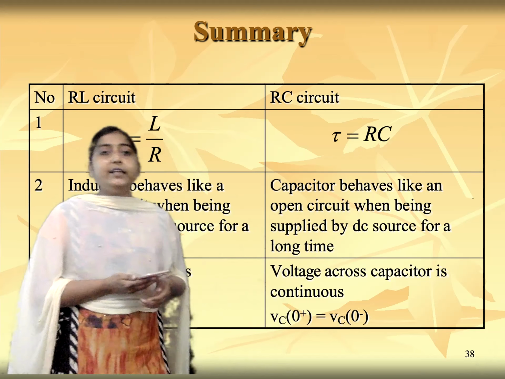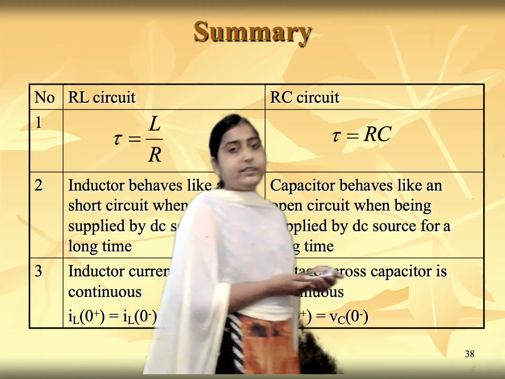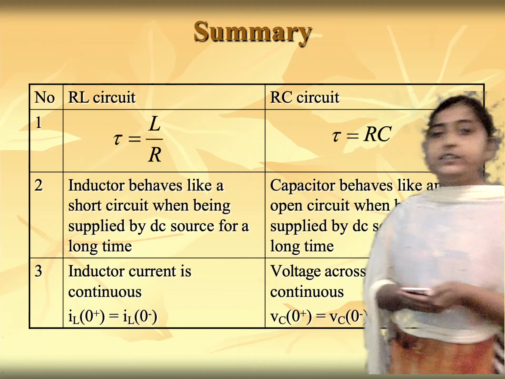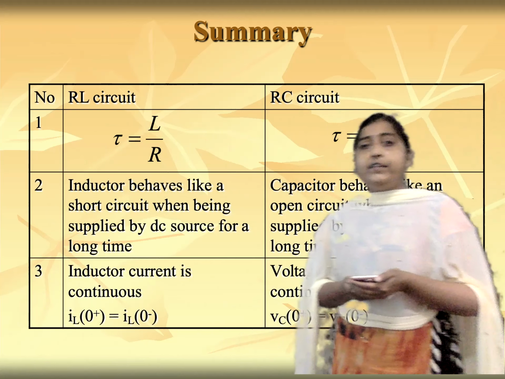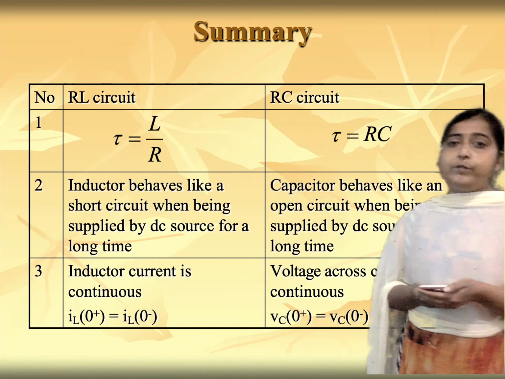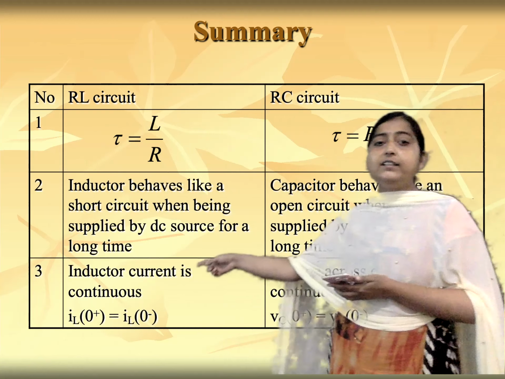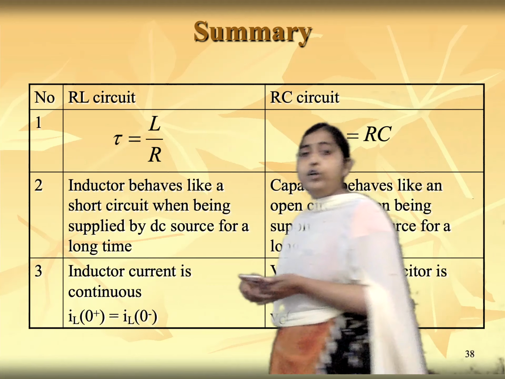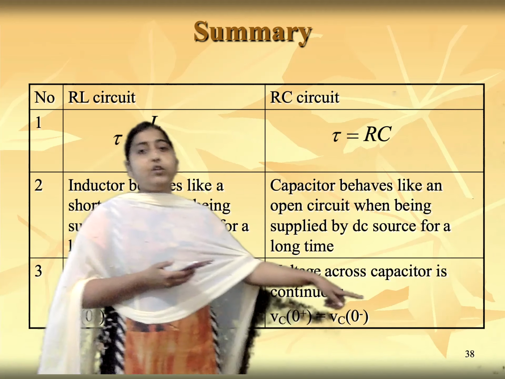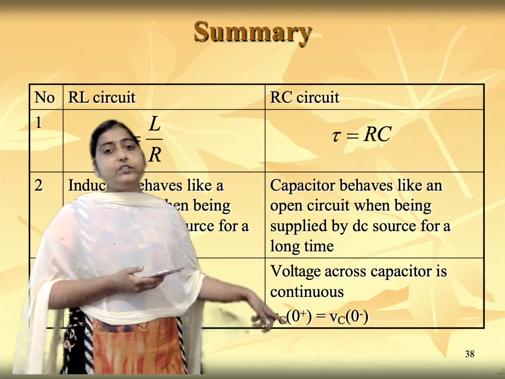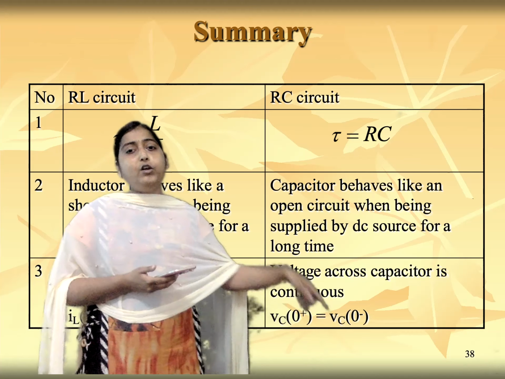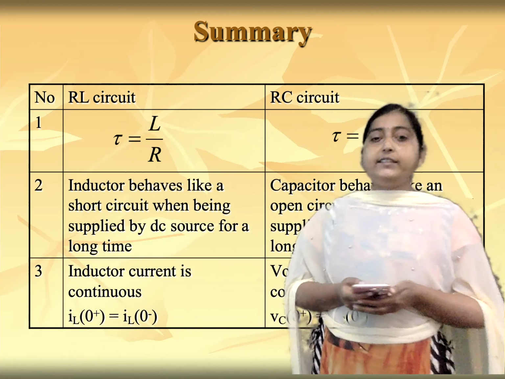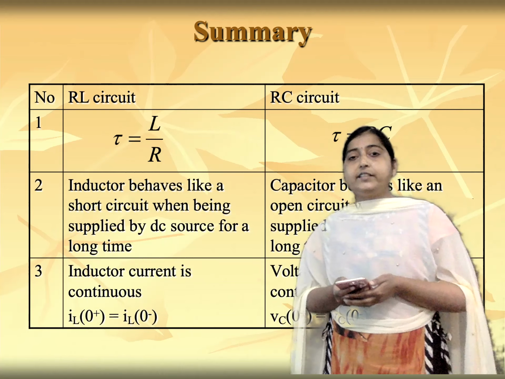So, remember that in an RL circuit, when a constant source is supplied, the inductor behaves like a short circuit. If a constant source is supplied to a capacitor, then the capacitor behaves like an open circuit. Now, coming to the third difference, the inductor current is continuous, that is IL(0+) is equal to IL(0-), whereas the voltage across the capacitor is continuous, that is VC(0+) is equal to VC(0-). So, what it indicates here is that the RL circuit and RC circuit behave differently under steady state conditions.